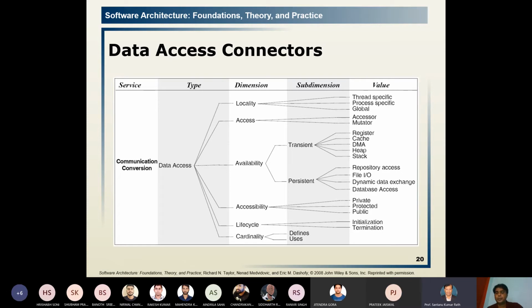Then the availability, whether the values are in a register, the cache, the DMA, direct memory access, then heap, stack, everything. Then persistent: repository access, file input and output, dynamic data exchange, database access. Then accessibility, discussed just now: private, protected, or public. Then the life cycle. Life cycle means starting and ending, initialization and termination. Then cardinality: how it is defined and how it is used. It has a limit of cardinality.